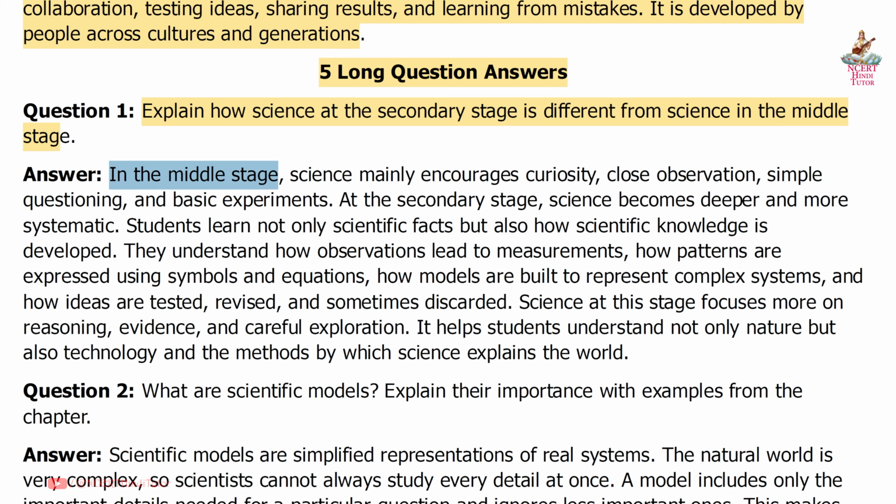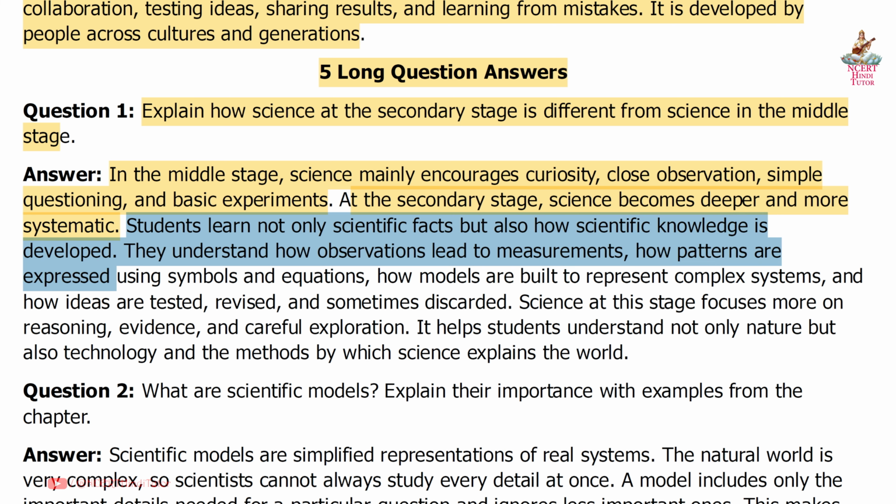Answer. In the middle stage, science mainly encourages curiosity, close observation, simple questioning, and basic experiments. At the secondary stage, science becomes deeper and more systematic. Students learn not only scientific facts but also how scientific knowledge is developed.